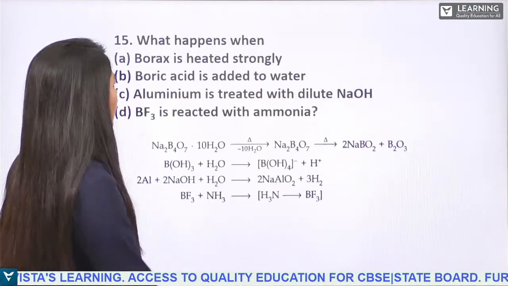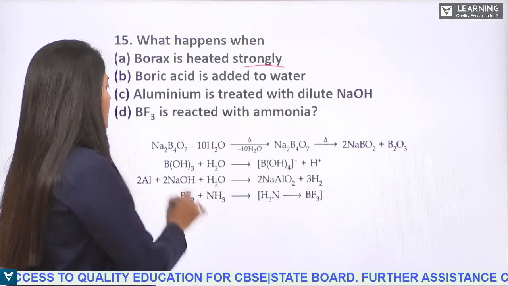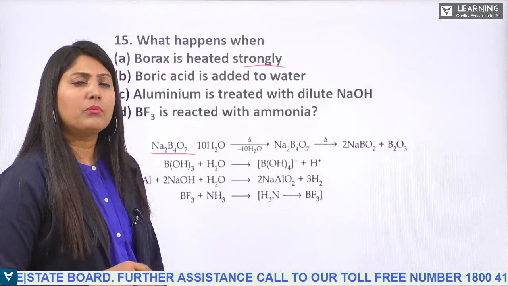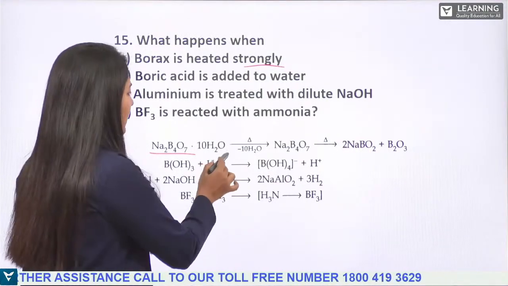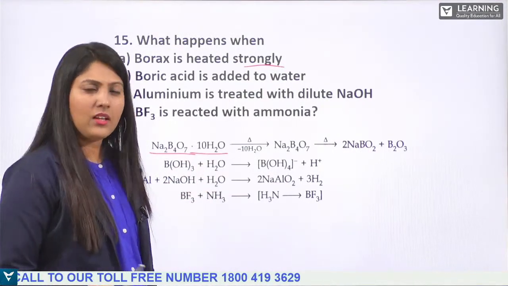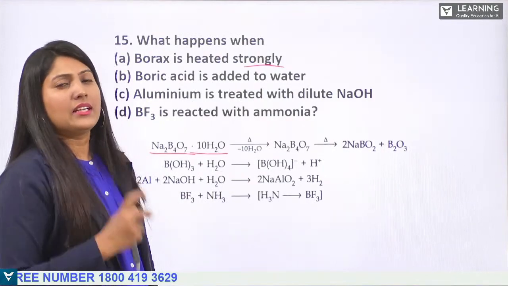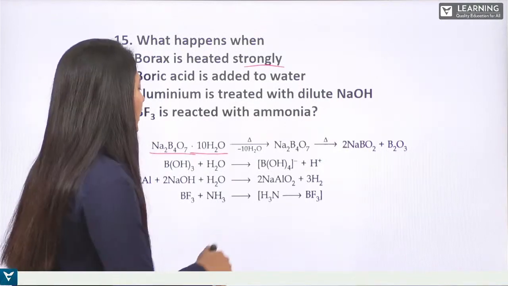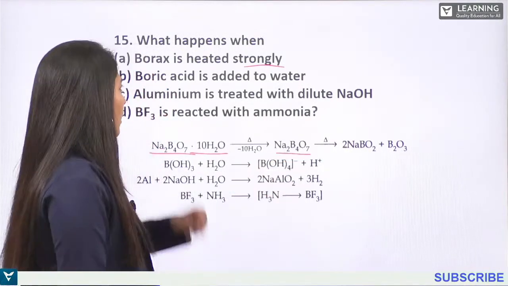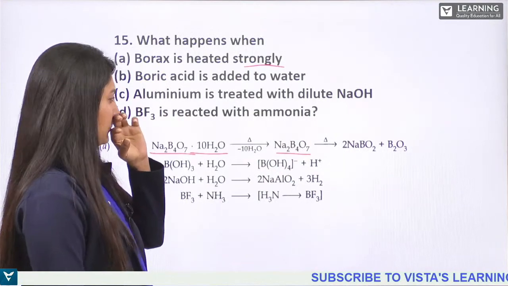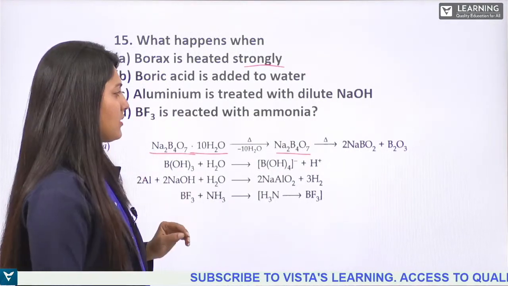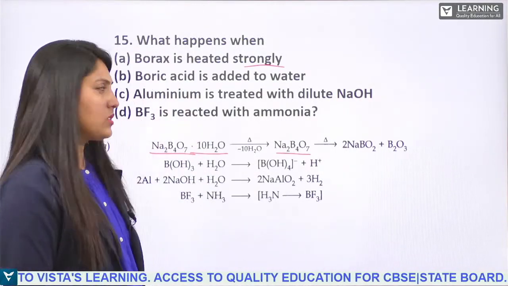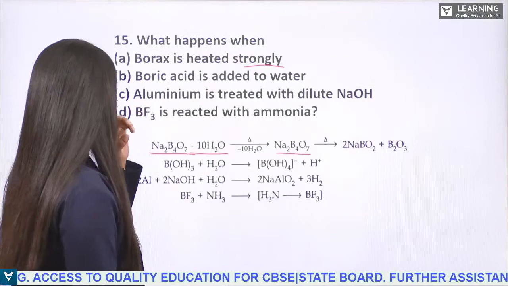What happens when borax is heated strongly? So borax is sodium borate, Na2B4O7.10H2O. When it is being heated, all that 10, that is decahydrate, those 10 molecules will be easily removed, and you will get anhydrous borax, right? Then further if you heat, you'll get boric oxide.